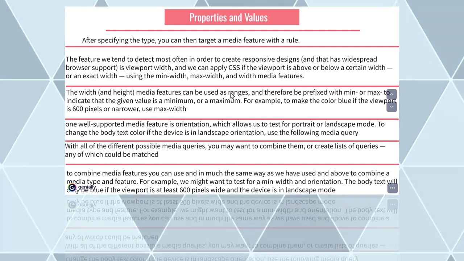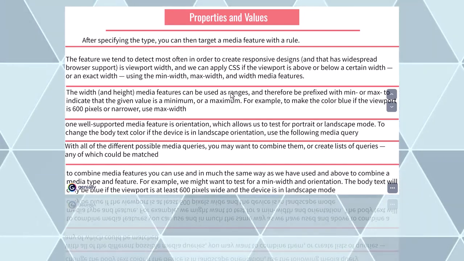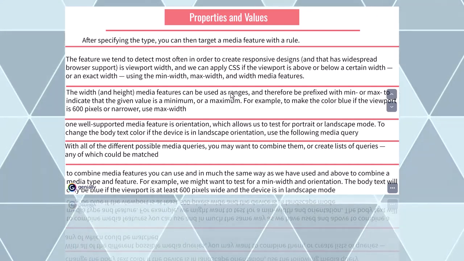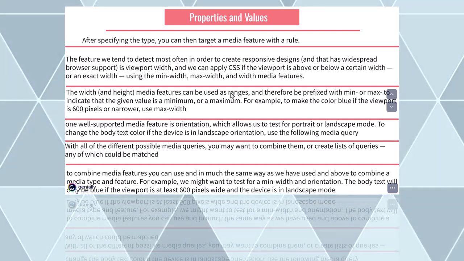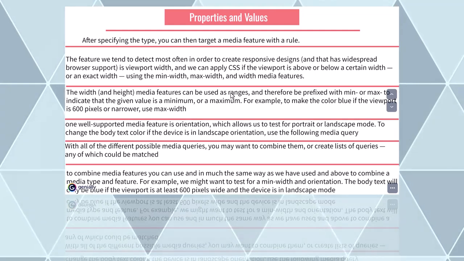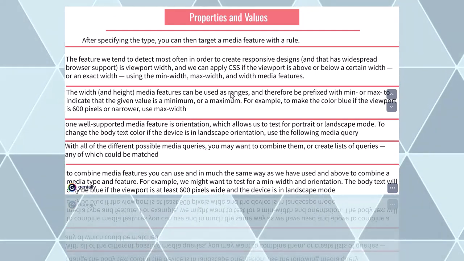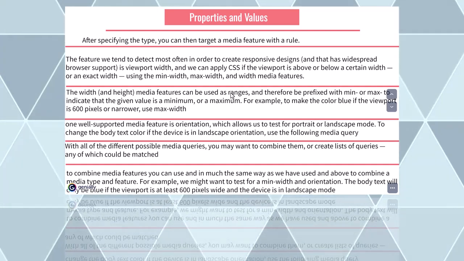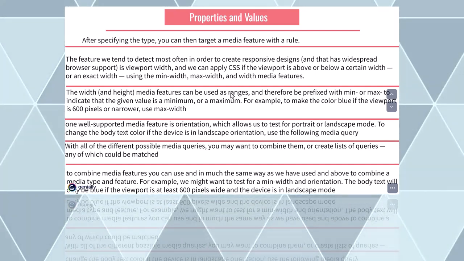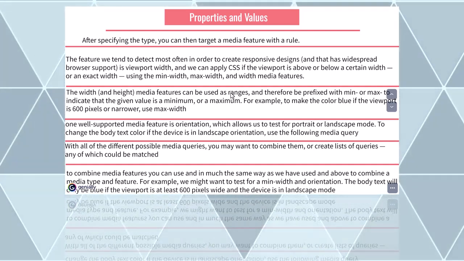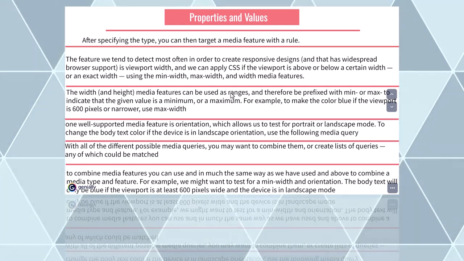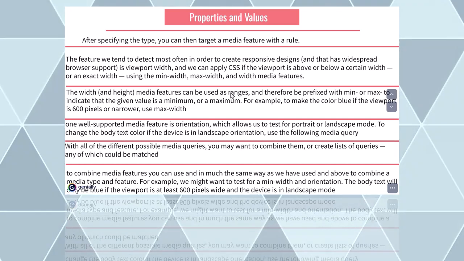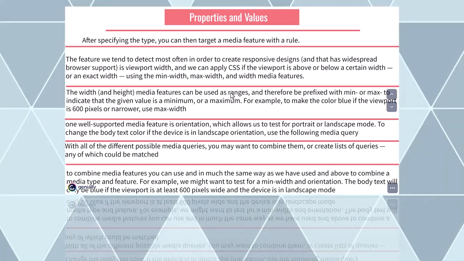Okay, sure, let's go back. After specifying the type, you can then target a media feature with a rule. The feature we tend to detect most often in order to create responsive design, and that has widespread browser support, is viewport width. And we can apply CSS if the viewport is above or below a certain width, or an exact width, using min-width, max-width, and width media features.